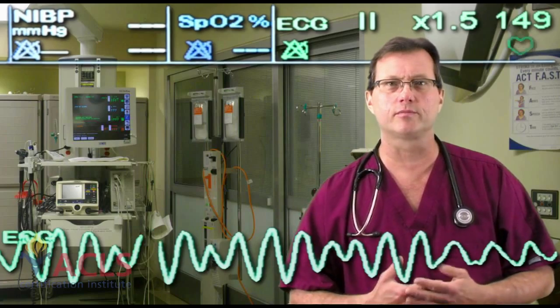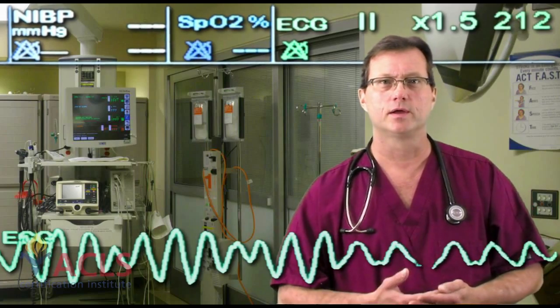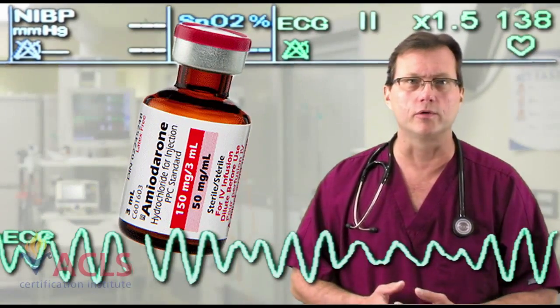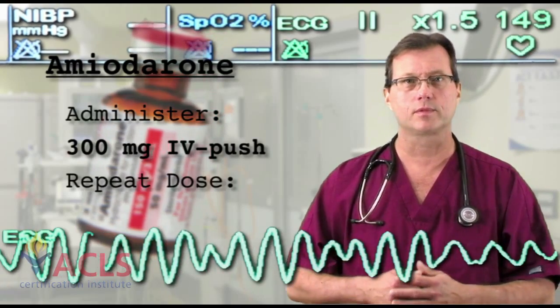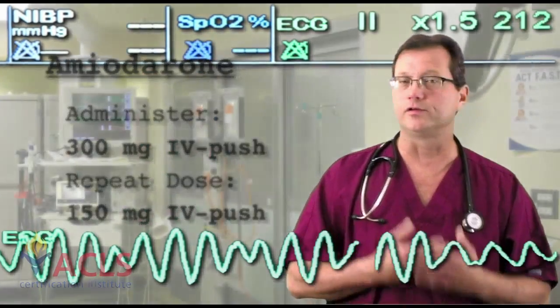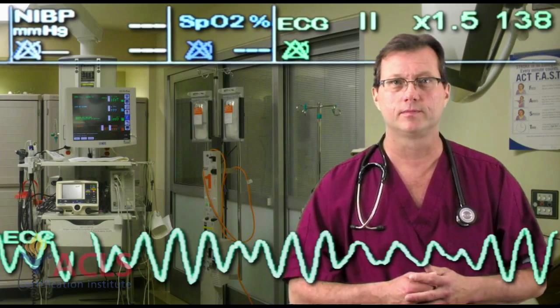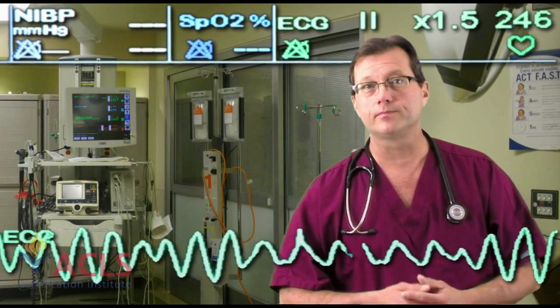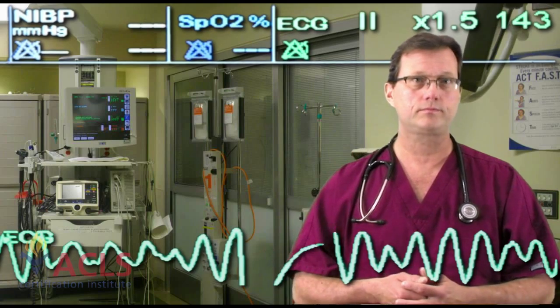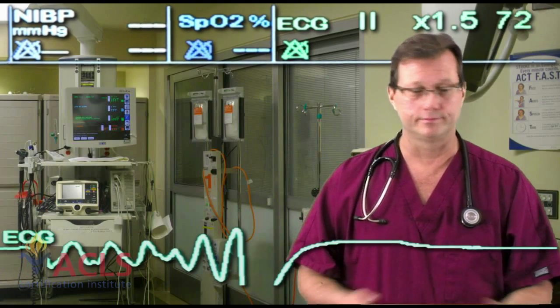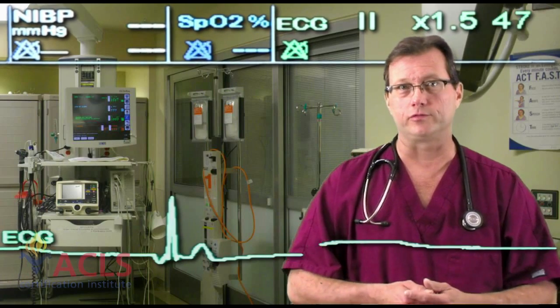Immediately we start chest compressions after that defibrillation. Next drug up, amiodarone. 300 milligrams IV push. We administer that. Continue chest compressions for 2 minutes. Look at the monitor. Patient remains in VFib. We defibrillate again. Boom. Now we have a rhythm change.